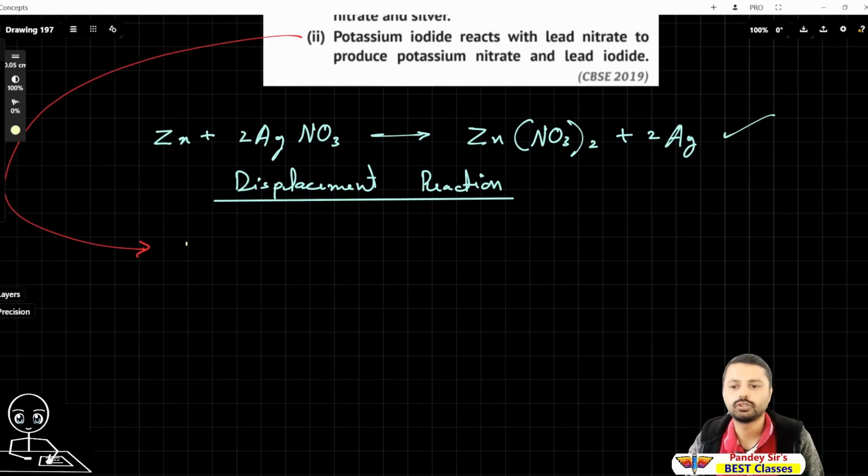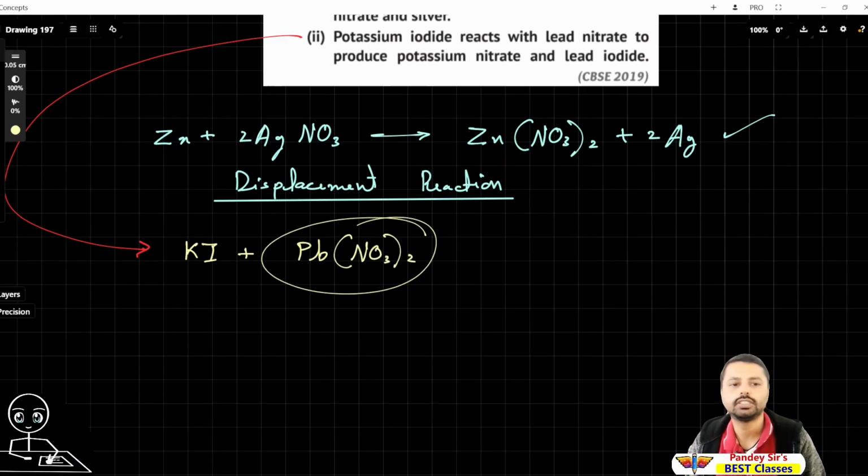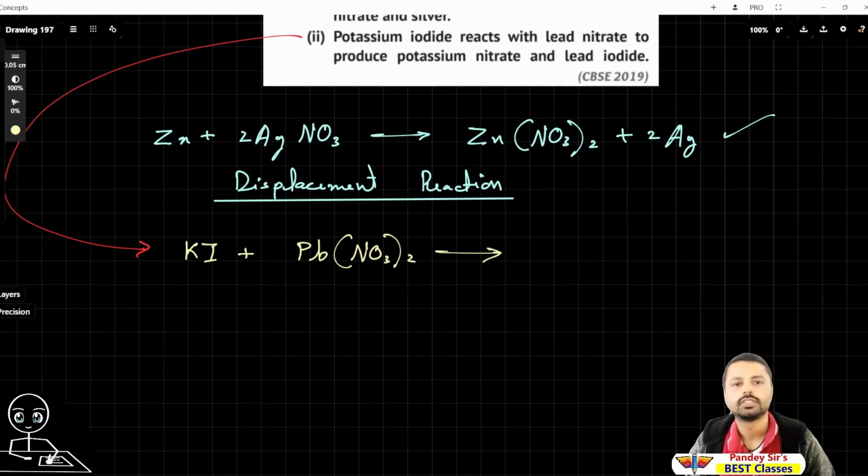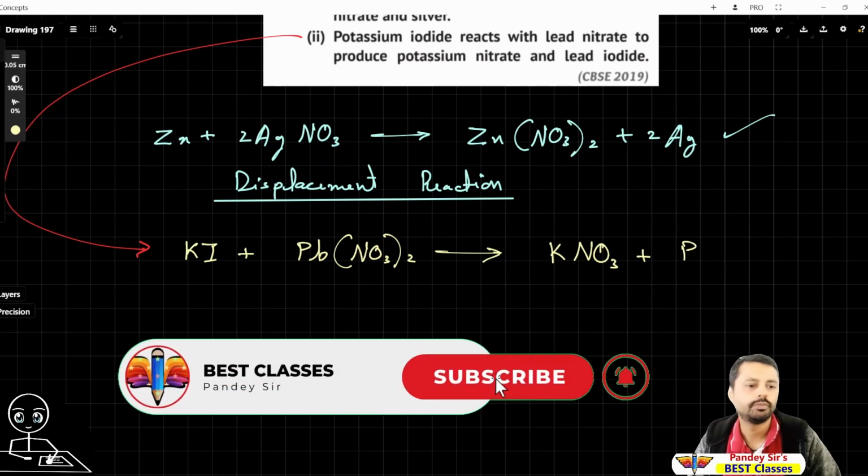Next one. Potassium iodide, so KI, reacts with lead nitrate, so Pb(NO₃)₂. Remember this, these guys will be NO₃ twice. It gives, to produce, potassium nitrate, KNO₃, plus lead iodide, PbI₂.